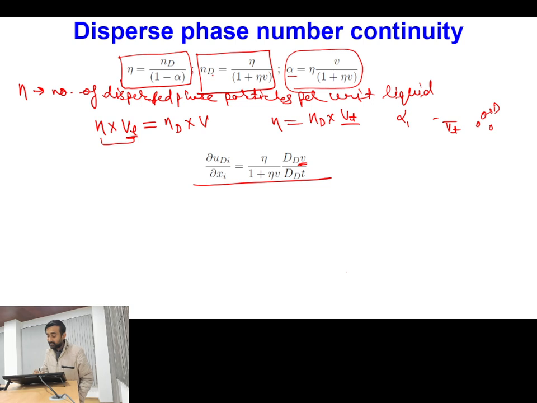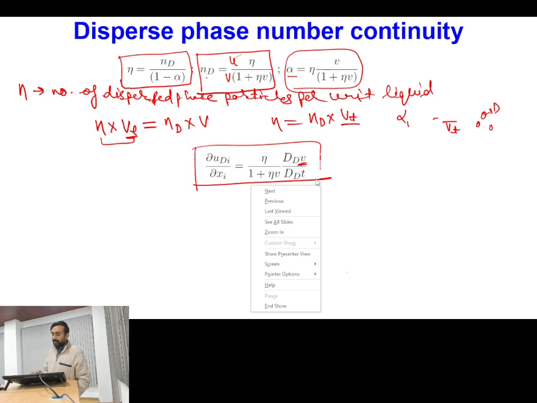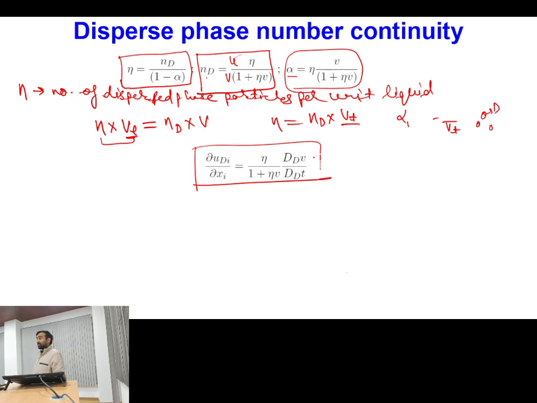You will be replacing ND with this term and then you will again apply the derivative rule on U by V. Fine. Again you will apply the derivative rule and then you will get this term as the final equation in terms of volume of each dispersed phase. Is this point clear? All are clear with this idea?